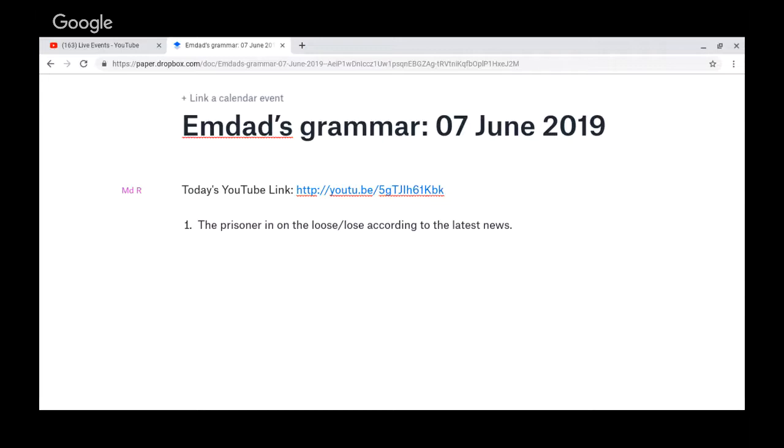What about this sentence? The prisoner is on the loose or on the lose, according to the latest news? Who can tell me what is the answer here? On the loose is a collocation. When you say the prisoner, the inmate, is on the loose, it actually means that he is running free. Here it doesn't actually mean loose as in slack, or that somebody has lost something. In this particular scenario, it means that he is running free.